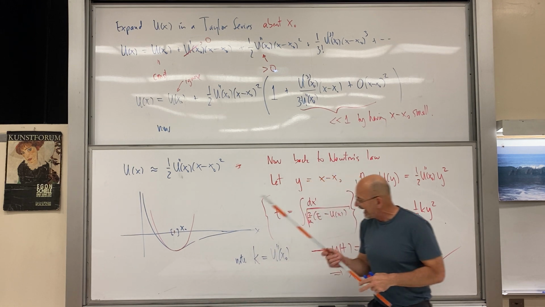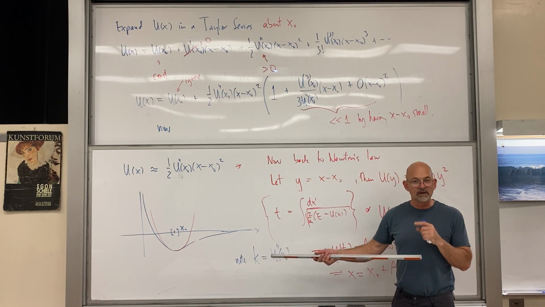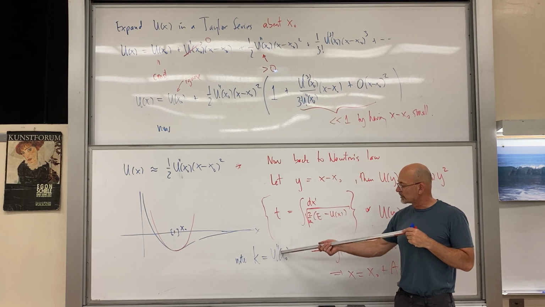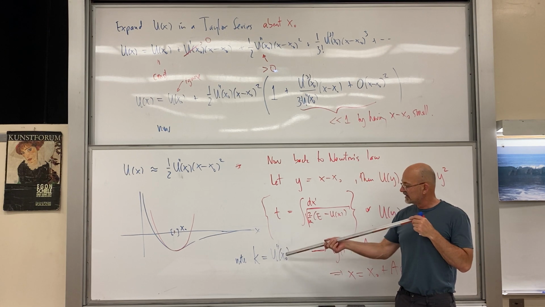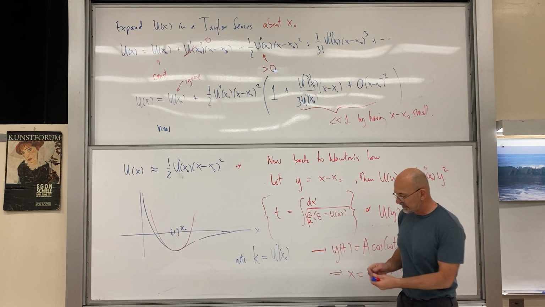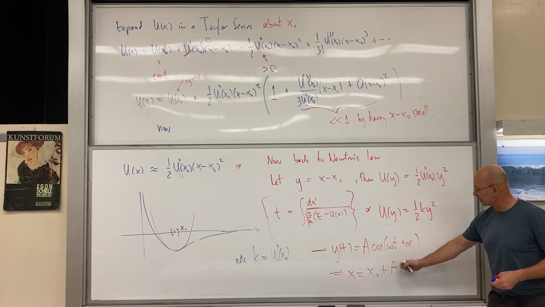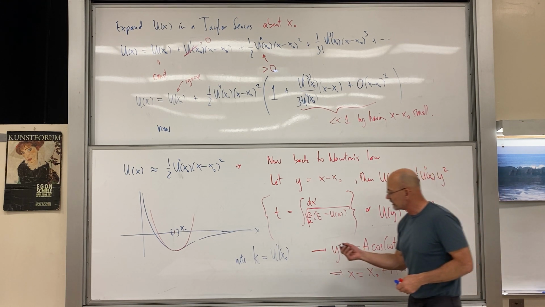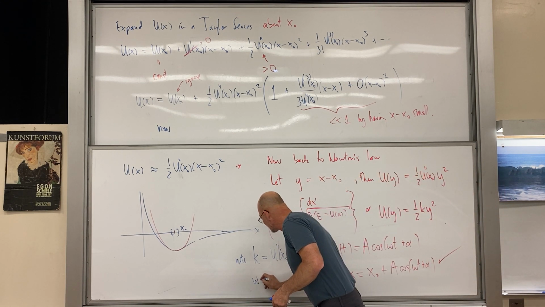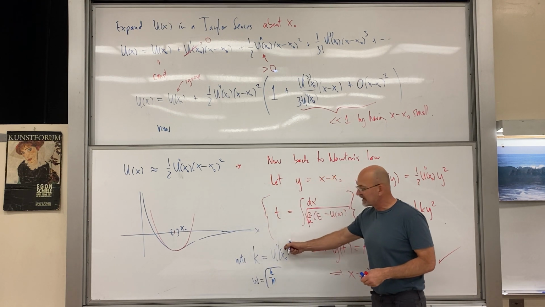You may have seen that K as a spring constant in the past, and it still could be, but more generally, it's the second derivative of potential energy evaluated at the equilibrium point. And so your frequency, which I have here again, is once again root K over M, and that's the meaning of that K.